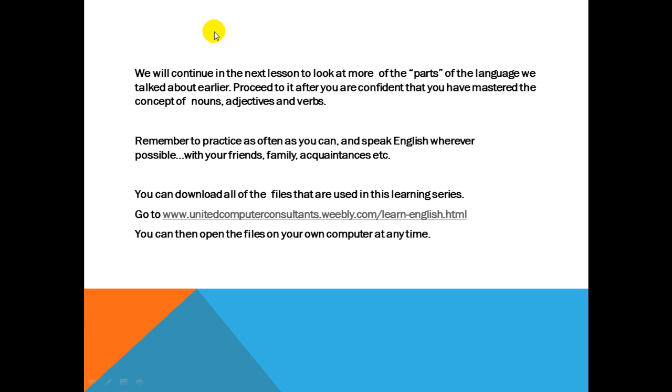We'll continue in the next lesson to look at more parts of the language we talked about earlier. Proceed to it after you are confident that you have mastered the concept of nouns, adjectives and verbs. Remember to practice as often as you can and speak English wherever possible with your friends, family, acquaintances, etc. The word acquaintances means people that you know, but they may not be friends at this stage. They certainly would not be family, so an acquaintance is a person who you know.